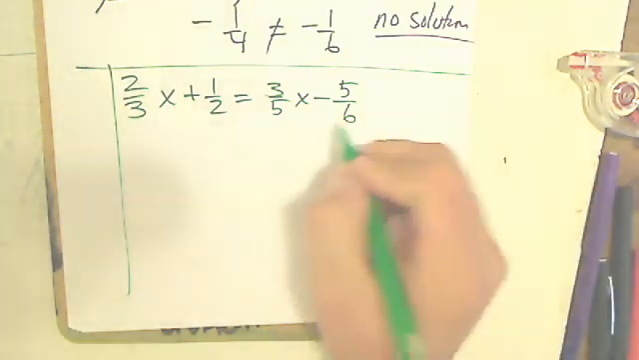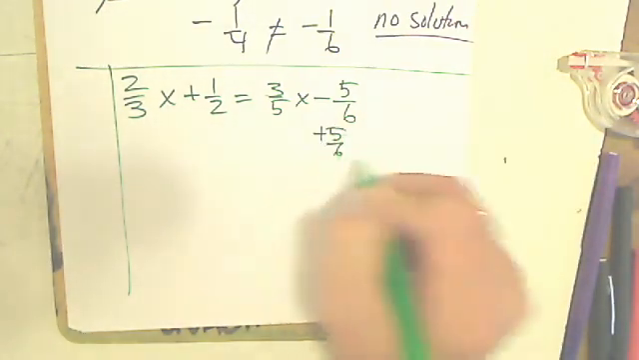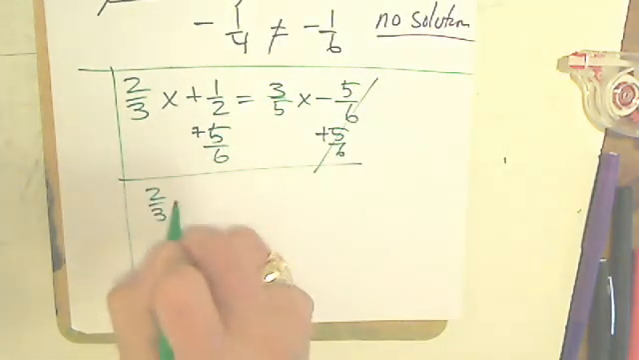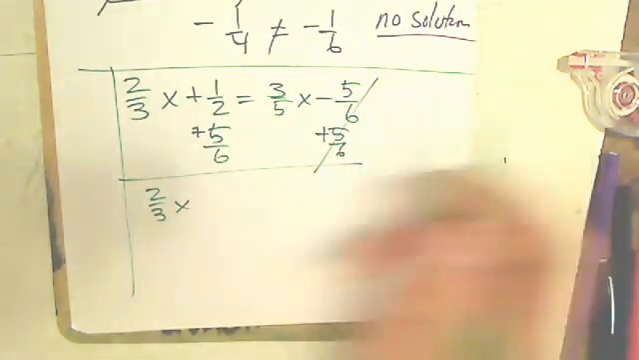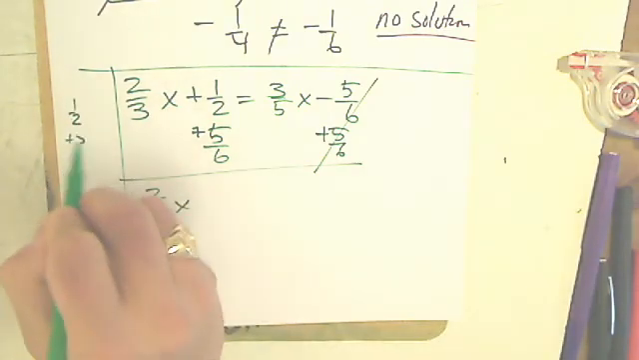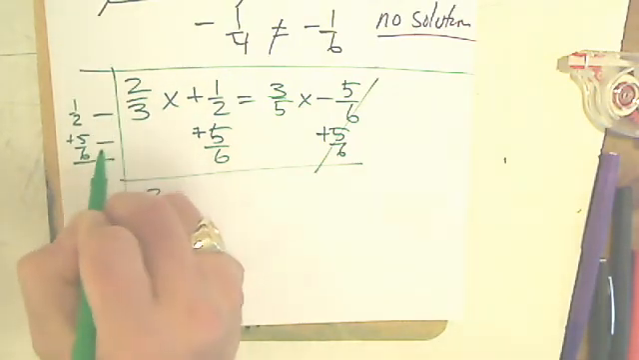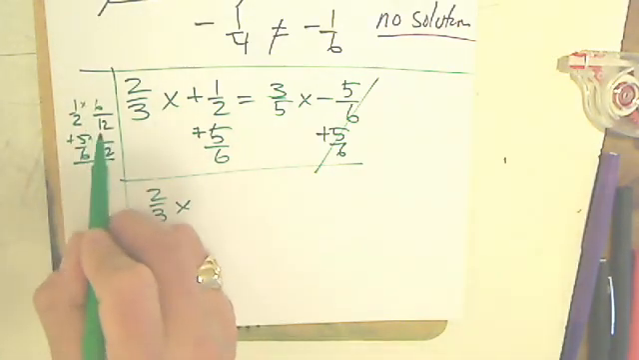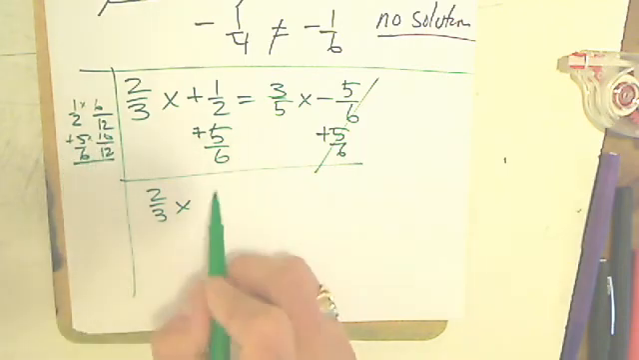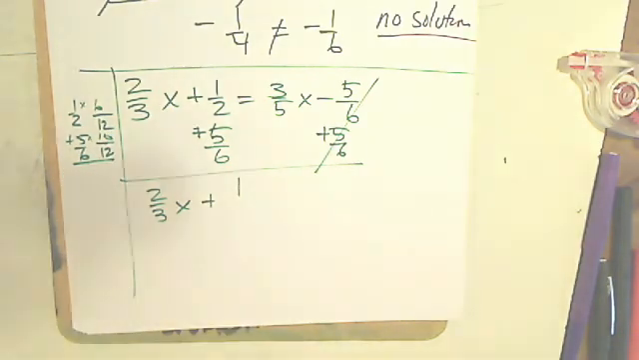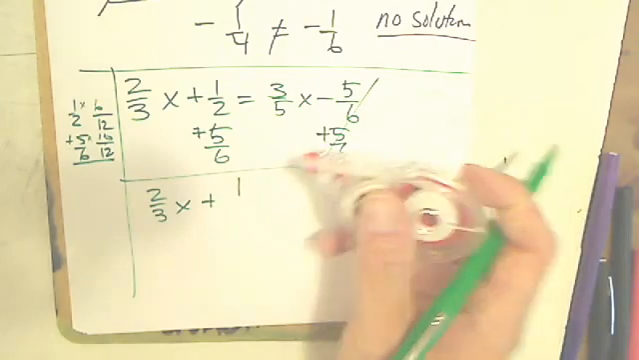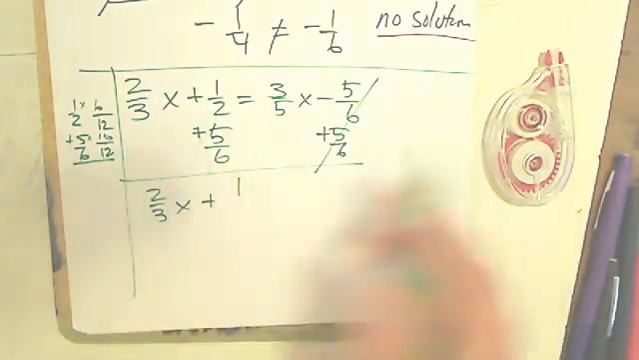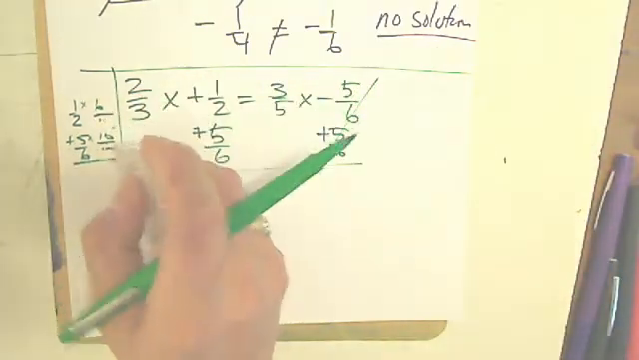Okay, here we go. If you add 5/6 to both sides, 2/3 x. Okay, got a little problem here. Got 1/2 plus 5/6. The common denominator is 12. So multiply that by 6, this by 2. Oh, I should have done 3. I should have done 6. My bad.